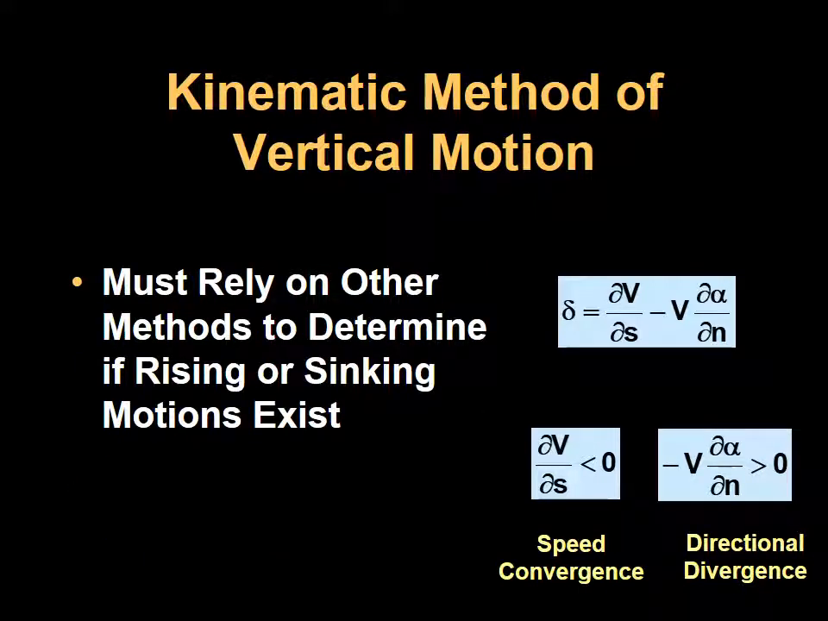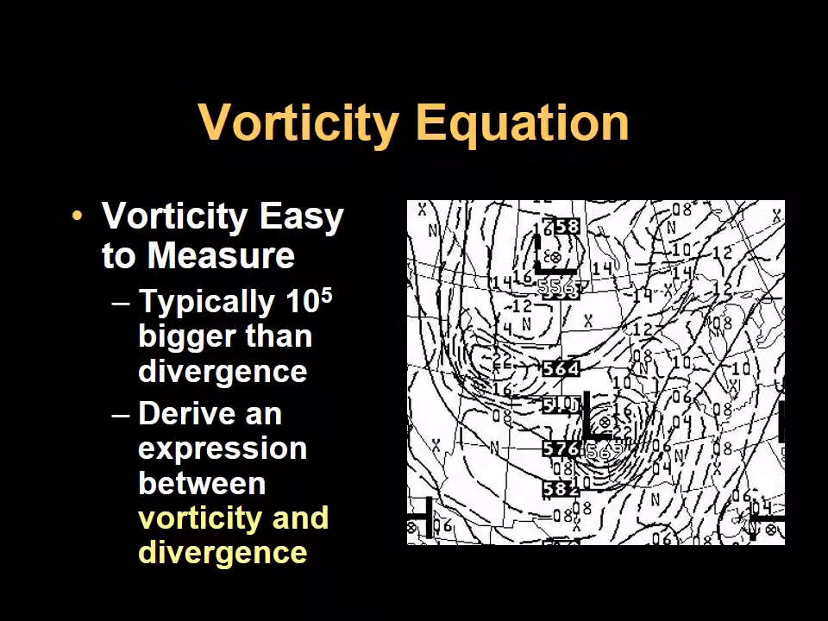So we've got to figure out another way. Divergence is really not going to tell us if there's rising and sinking motions in the atmosphere. We've got to find another method that helps us figure out where the air is going up and where the air is coming down. So back in the 1940s, late 40s and early 50s, research meteorologists found that vorticity was a good method for figuring out where there is divergence.